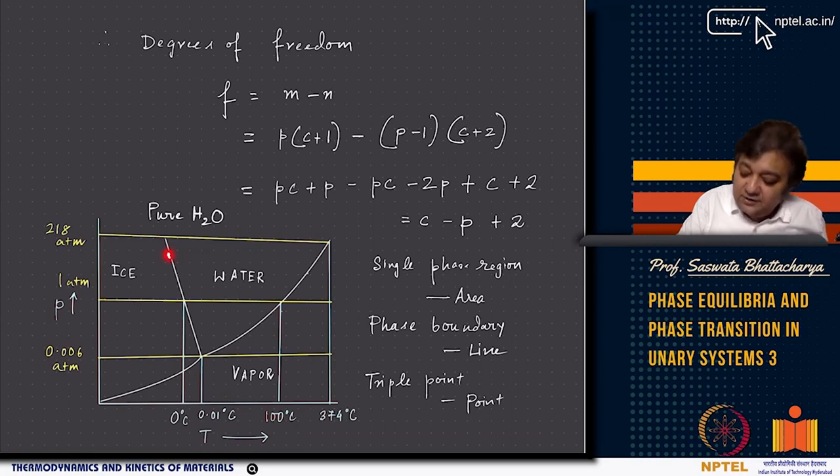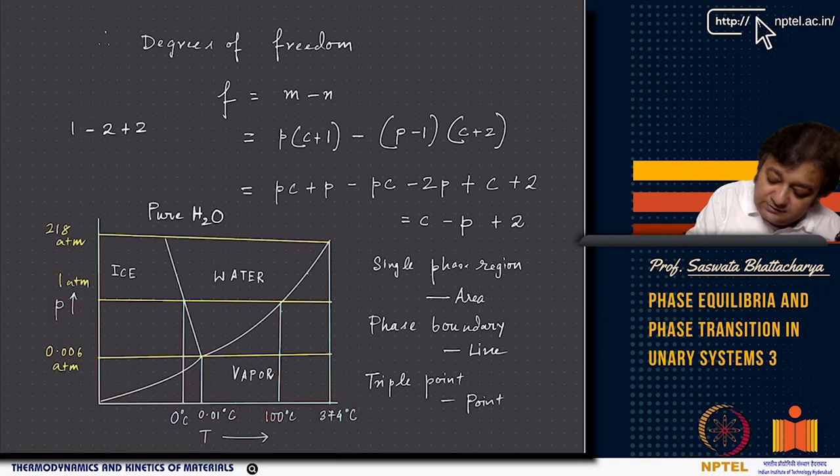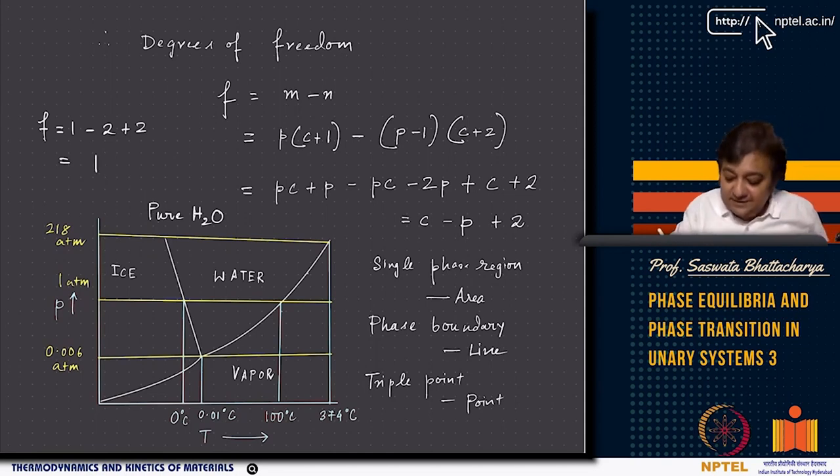So F equals C, C is basically one component, 1 minus 2 plus 2. So basically you have one component and you have two phases and plus 2. So F equals 1 at the phase boundary, right? So basically it represents a line. Therefore, it is always represented by a line.